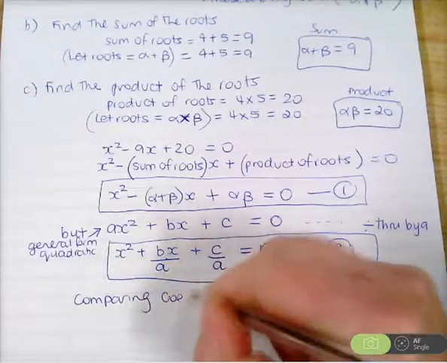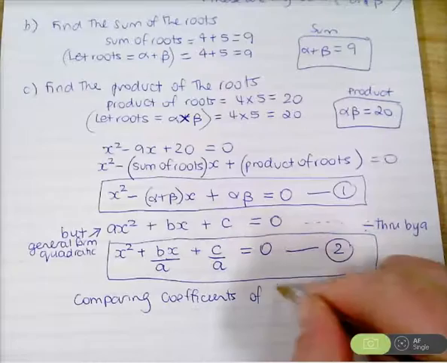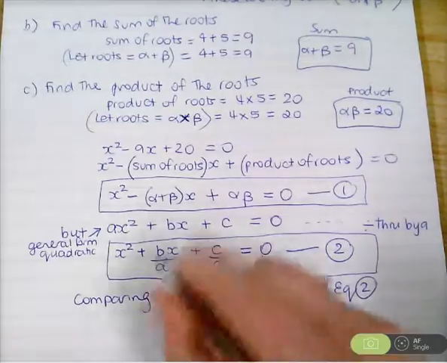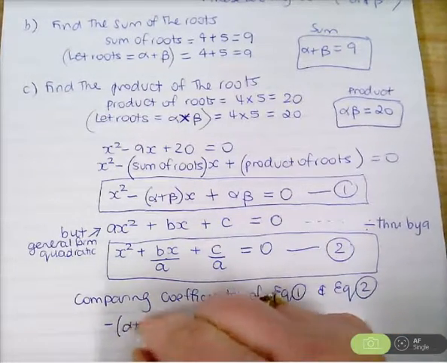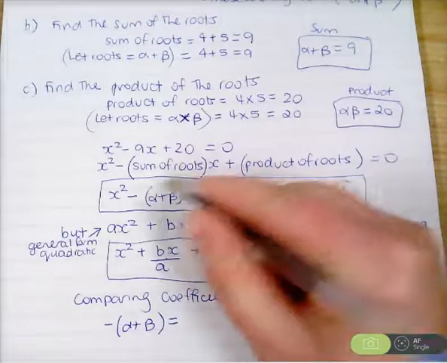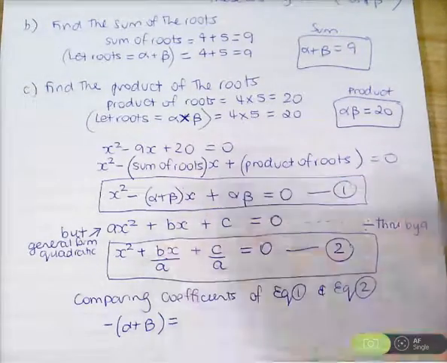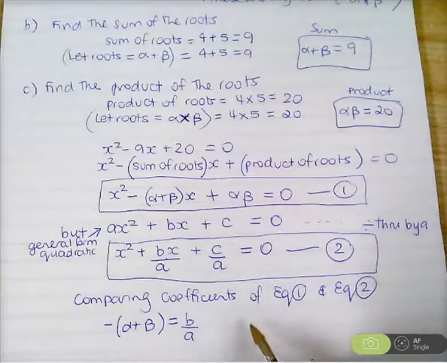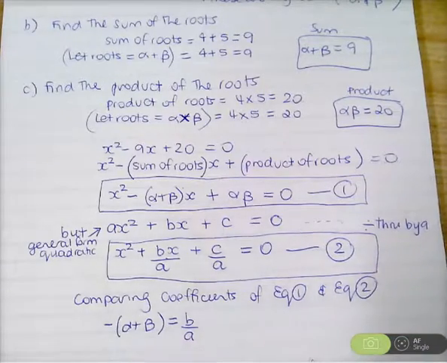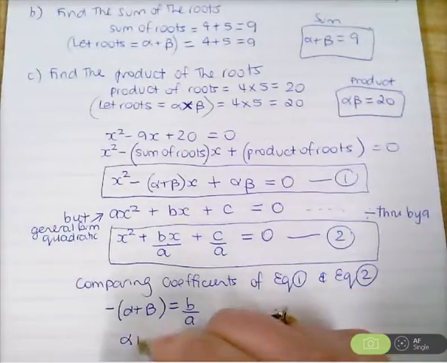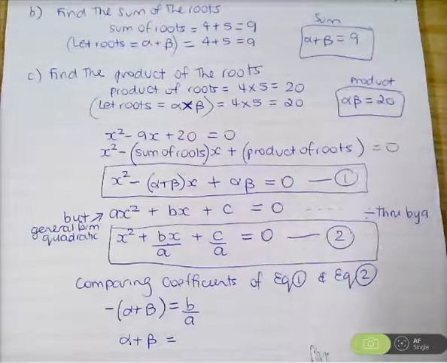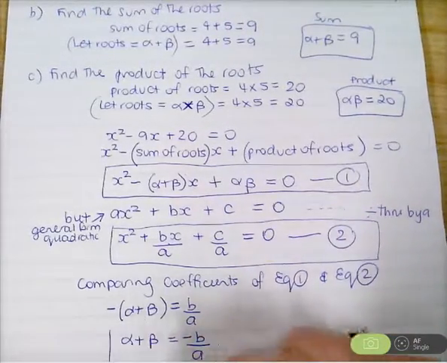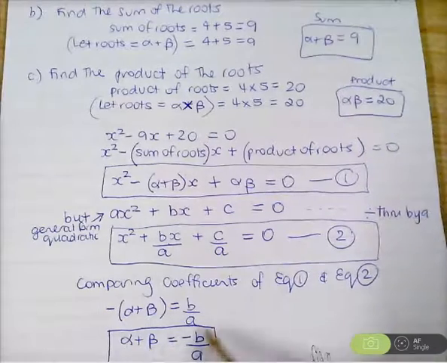Comparing the coefficients of equation 1 and equation 2. Can't we say that the minus alpha plus beta equals what? The thing in front of the x here has to equal the thing in front of the x. Yeah, it's b on a, but we never see it written like that. Let me take the negative to the other side. So what I've really got is that alpha plus beta, I'm going to multiply both sides by -1, or take the negative to the other side, equals minus b on a. That is the first rule, that the sum of your roots will be minus b on a.